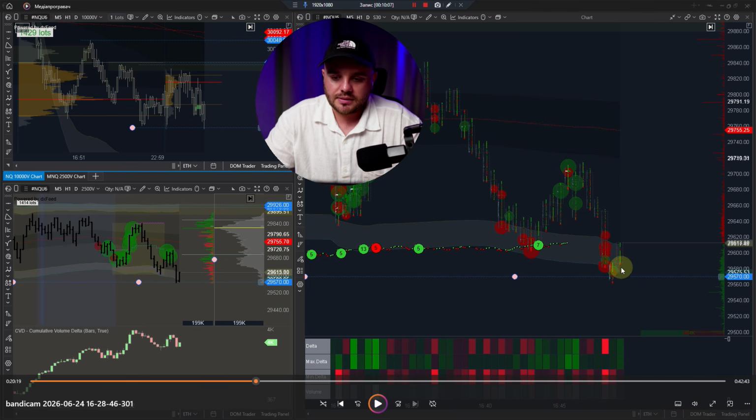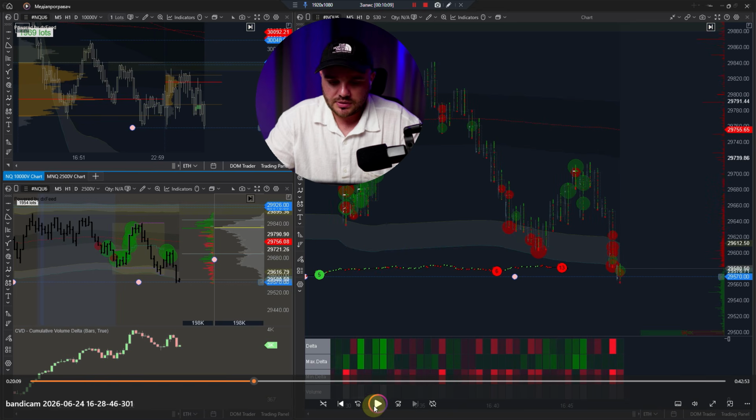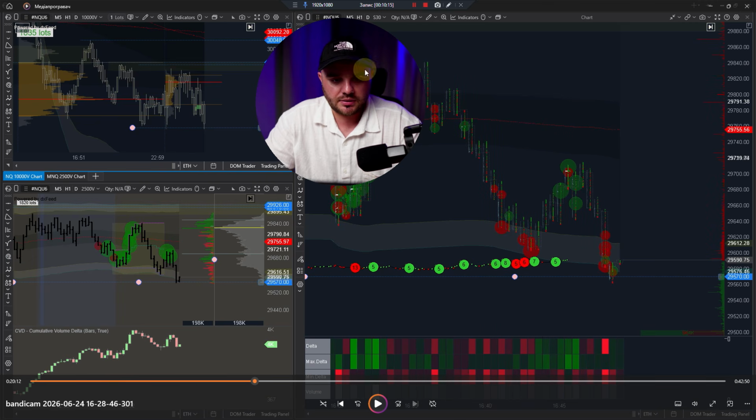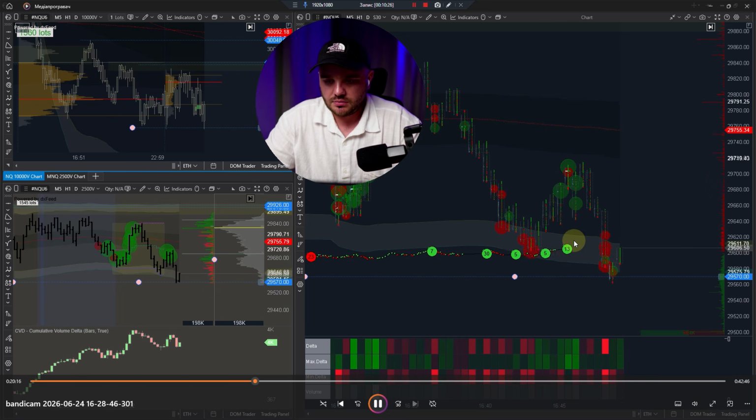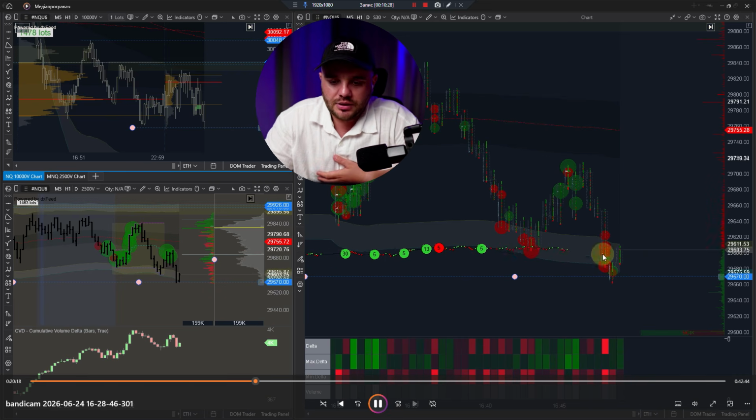But again, have a look at those sellers that appeared. Again, sellers appeared, they took previous day low, low of Asia. Quite a lot of sellers appeared. And you can see again, price took range low, and what's going on?